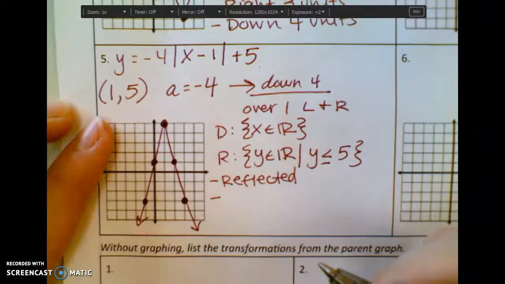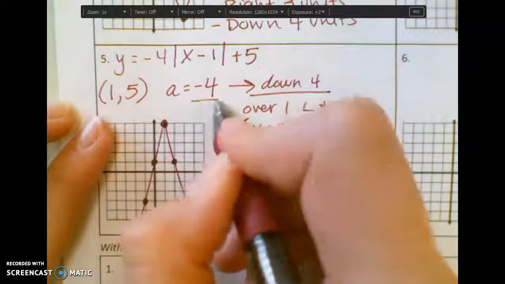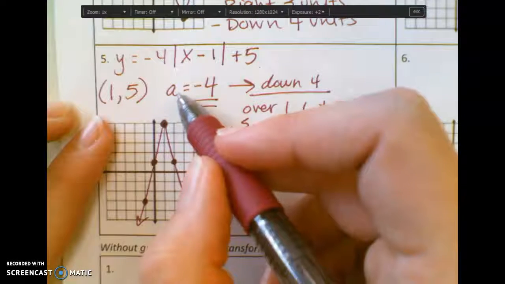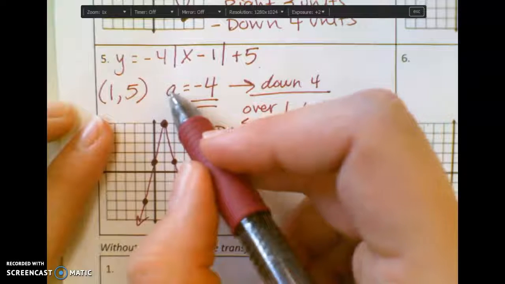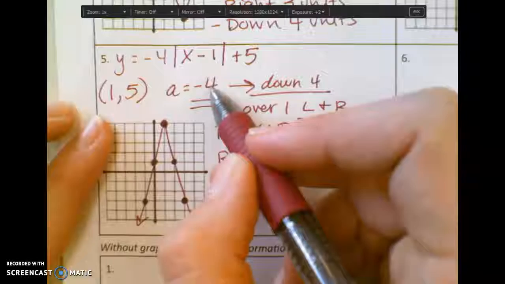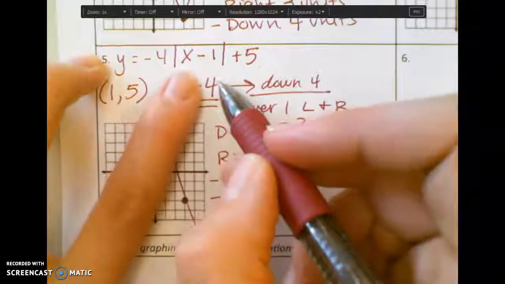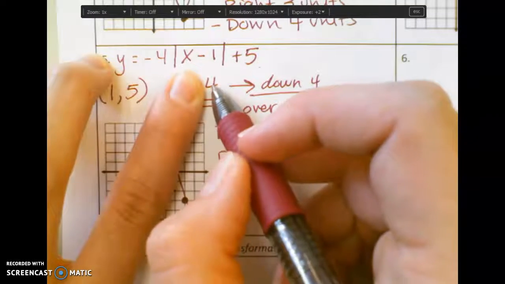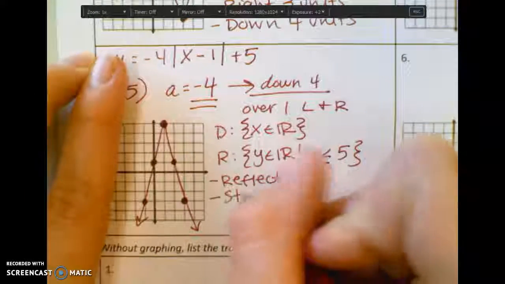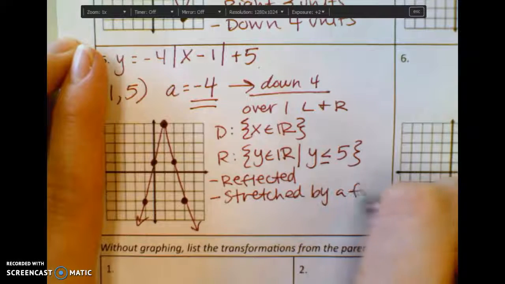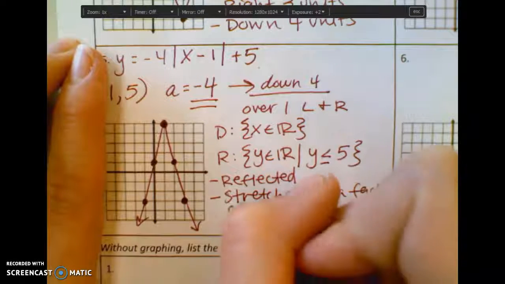This is probably the trickiest for some of us because our a is -4. Remember what we said on the front of the page. We said that if the absolute value of a is bigger than 1, then it's a stretch. This is a -4. The negative tells us reflection. After that, we don't care about the negative. 4 tells me it's a stretch. So this is stretched by a factor of 4.